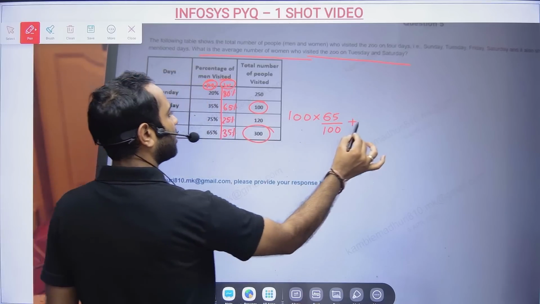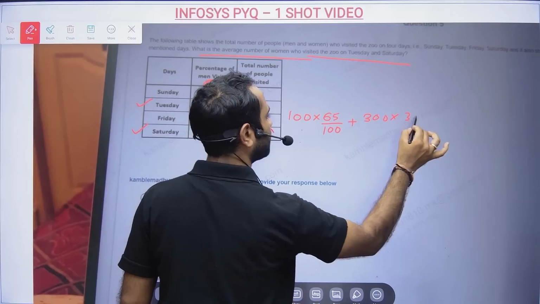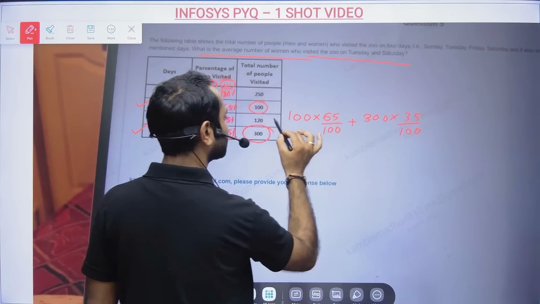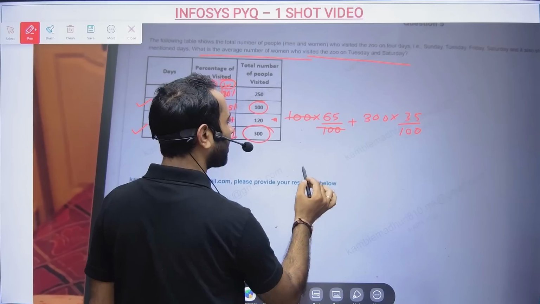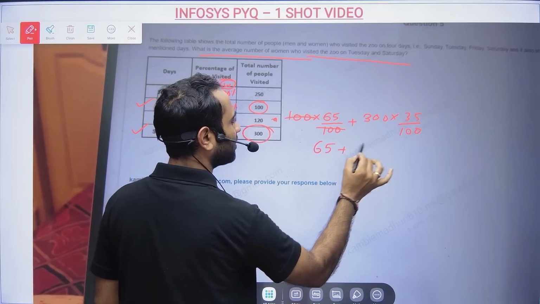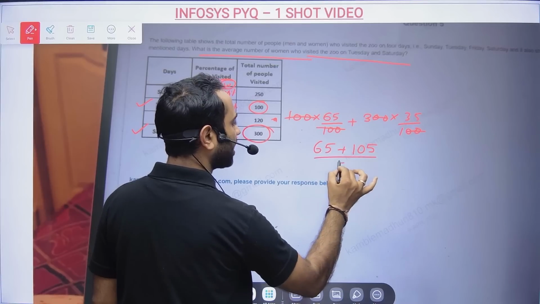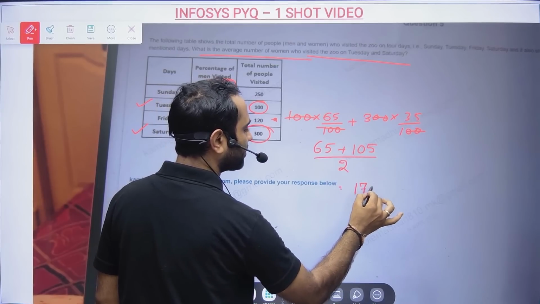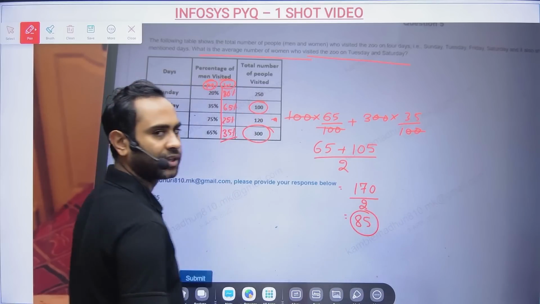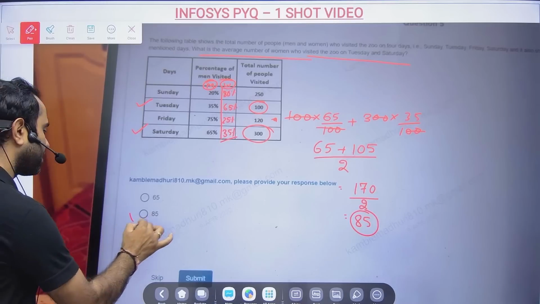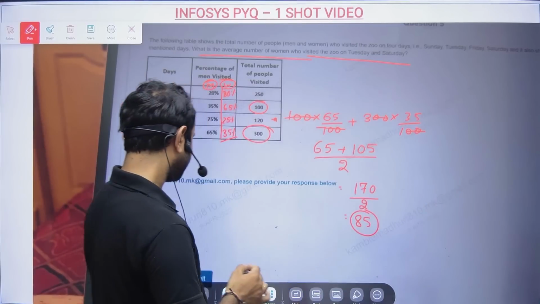On Saturday, total visitors is 300. Out of that, 35% is women. So 65 plus 105. You have to calculate the average, which means you will divide by 2. 170 divided by 2 will be nothing but 85. Pure 85. So here option B will become the correct answer for this particular question. Correct? Okay.